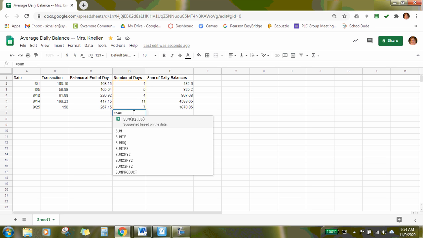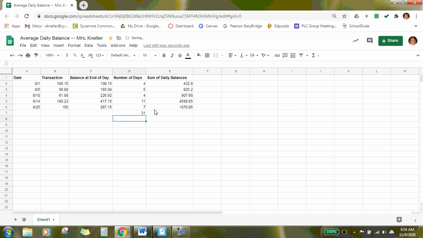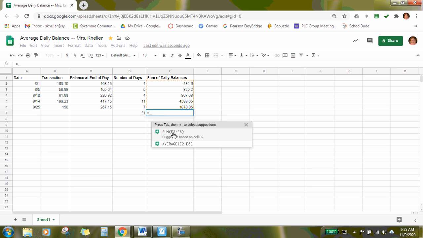Now you can see that Google popped up with a little suggestion. It wants me to sum D2 to D6, and that's actually what I want to do. So if that pops up on your screen, you can just click on it and hit enter. Otherwise, you need to type it in, okay? And then we're going to do that in column E as well. So go to E7, type equals, and then it pops up a suggestion as well. We want to sum E2 to E6. Why, yes, I do want to do that, Google. Why, thank you for that very helpful suggestion.